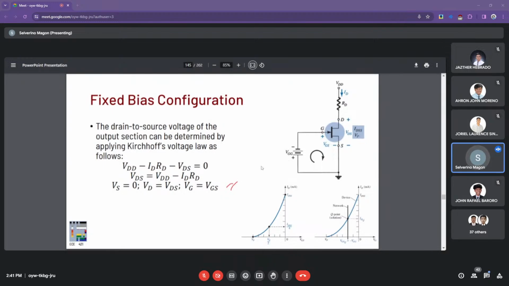Since in this fixed bias configuration we do not have any resistance connected in the source to the ground, this is essentially zero. VD is equal to your VDS, so it's kind of the same thing. VG is essentially the same thing as your VGS as well.